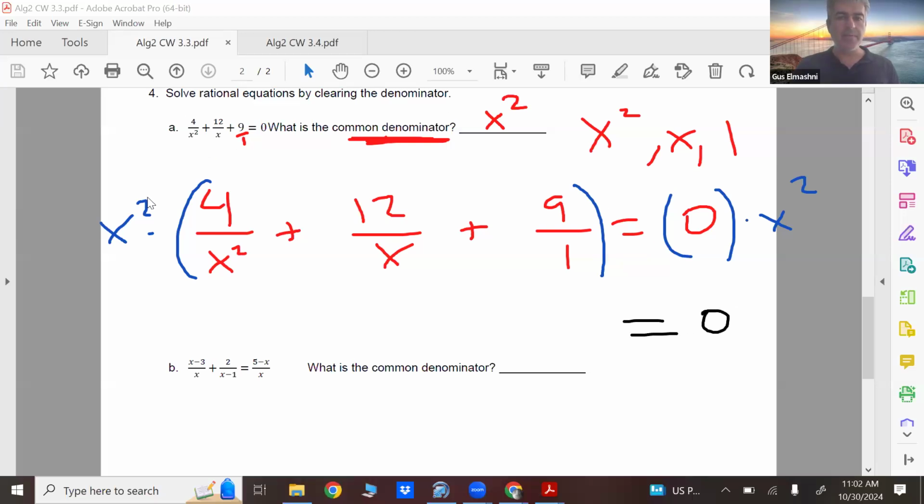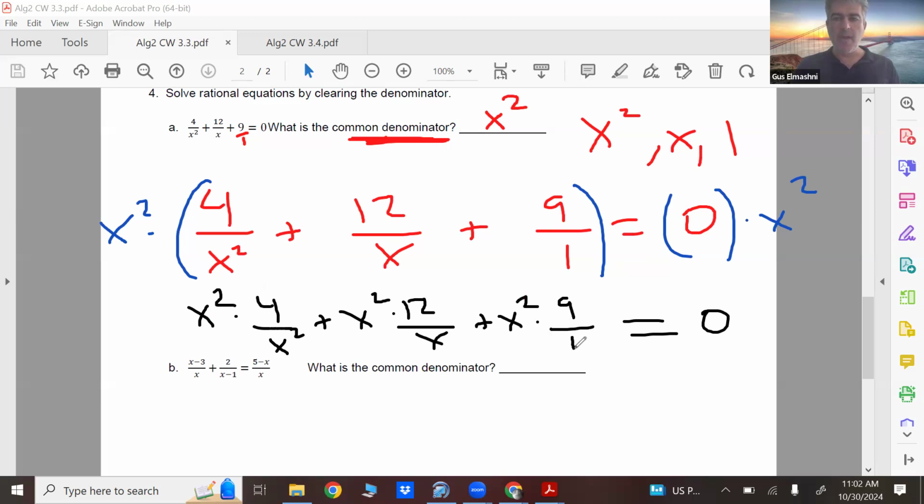Okay, now, very careful. This x squared has to get multiplied to each fraction. So it's going to look like this. X squared times 4 over x squared plus x squared times 12 over x plus x squared times 9 over 1. Once you get good with this, you'll write it in a more efficient way. But for now, I have to be more detailed so you guys see exactly, mechanically, what's happening. So we're lifting up the hood. We're trying to see everything that's going on so we feel comfortable. This gets multiplied. This gets multiplied. This gets multiplied. Fair treatment.